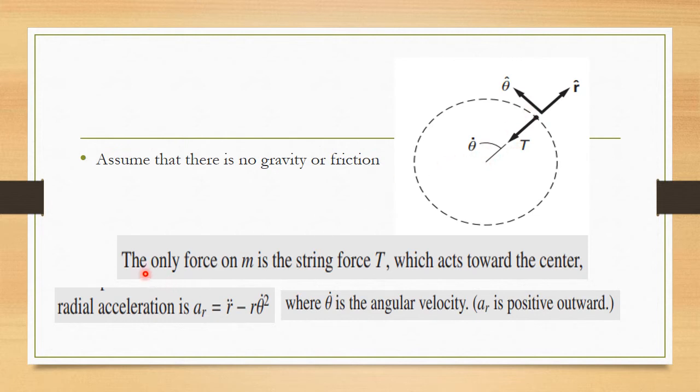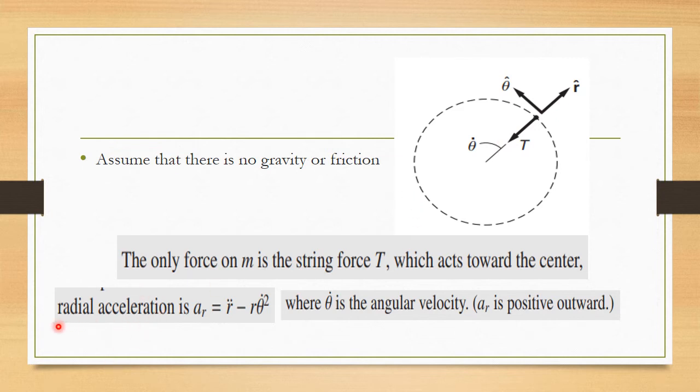So when we rotate this mass m along this circle, the only force on m is the string force, or we call it tension also. So T is the only force acting on the mass. It is acting towards the center. This is the only force which we are giving to the mass through the string. So the direction of T is towards the center.